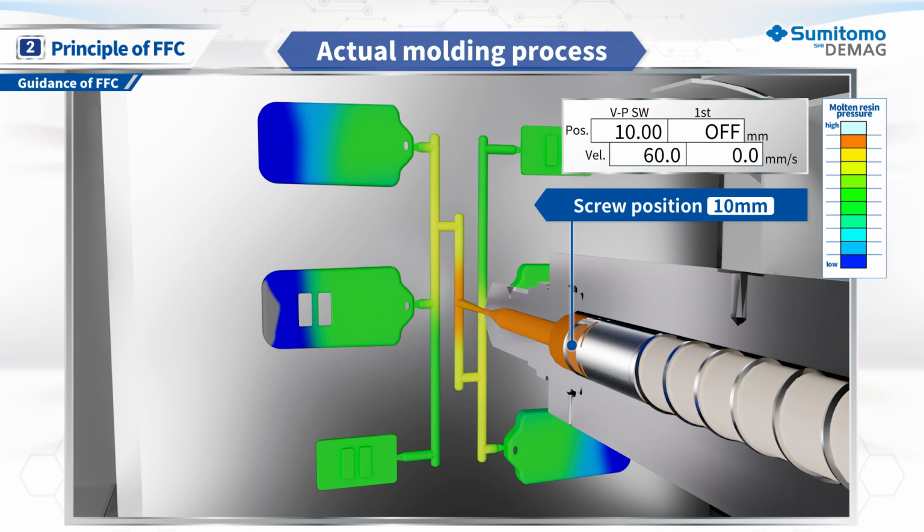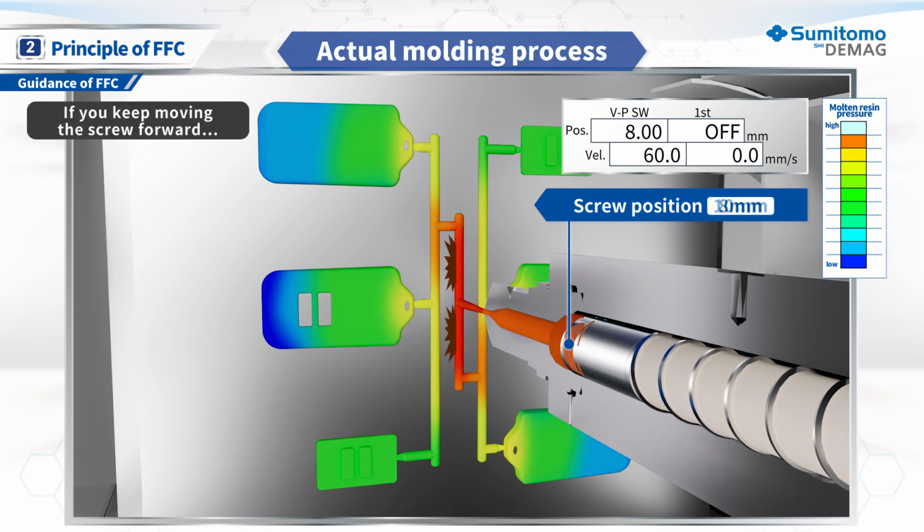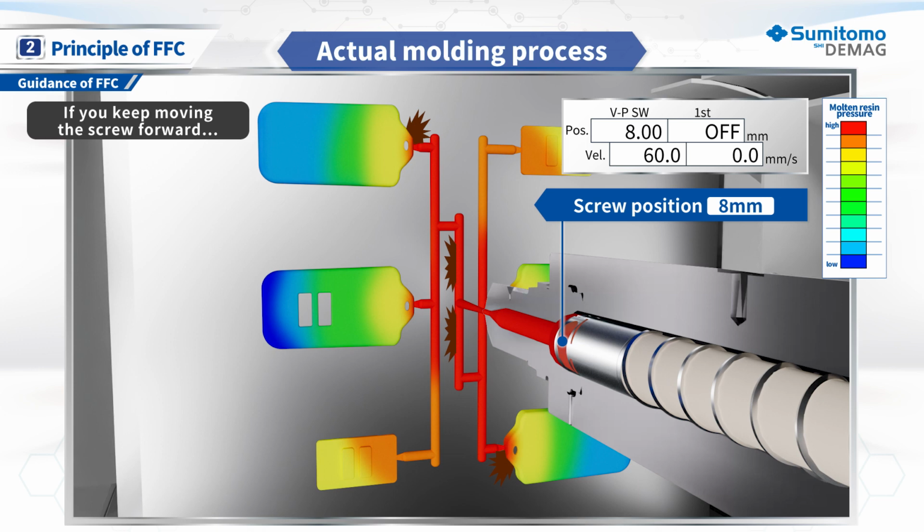Many people will move the screw forward and proceed with further filling. Even with that method, these incompletely filled cavities can be completely filled. However, by forcefully filling the mold, the resin pressure is increased too high, and flashes are more likely to occur in the portion where the mold contact force is weak, such as runners and a gate.